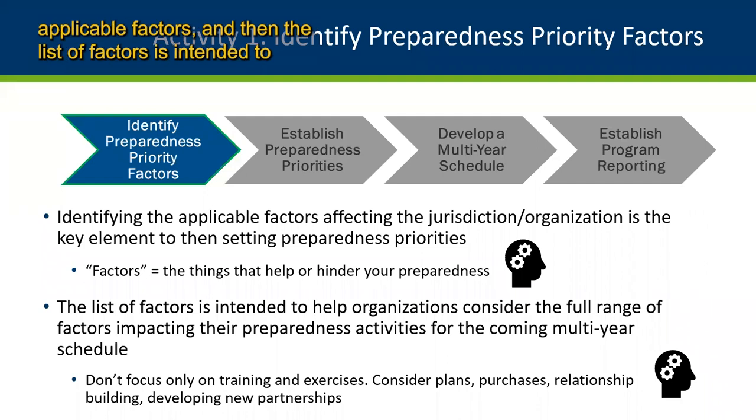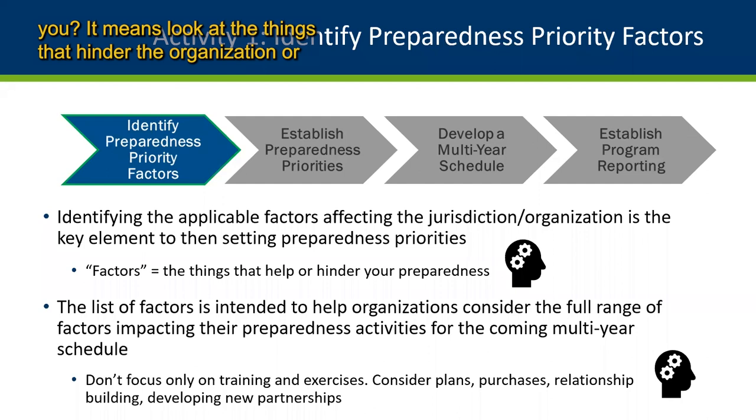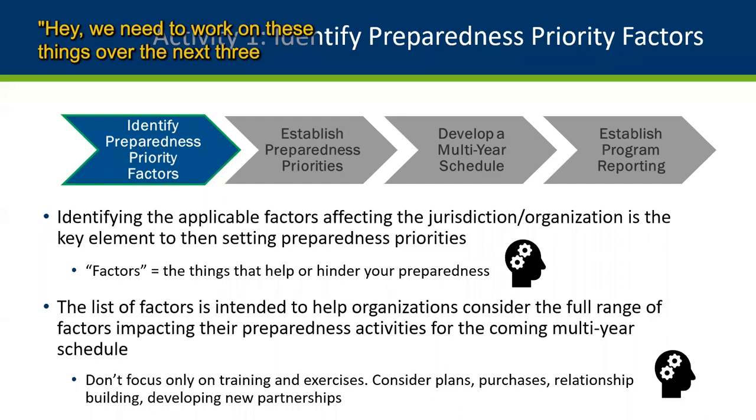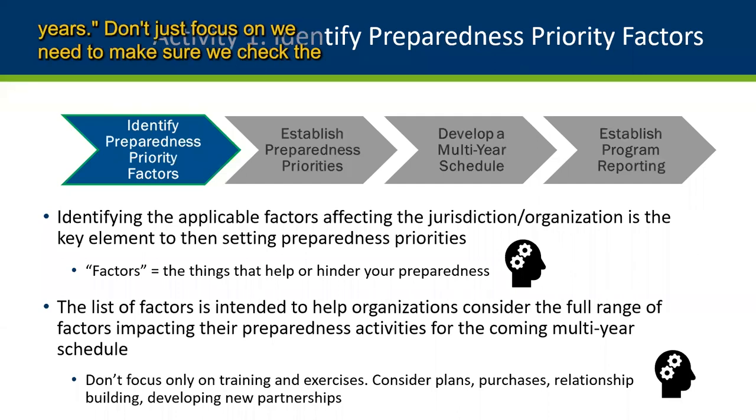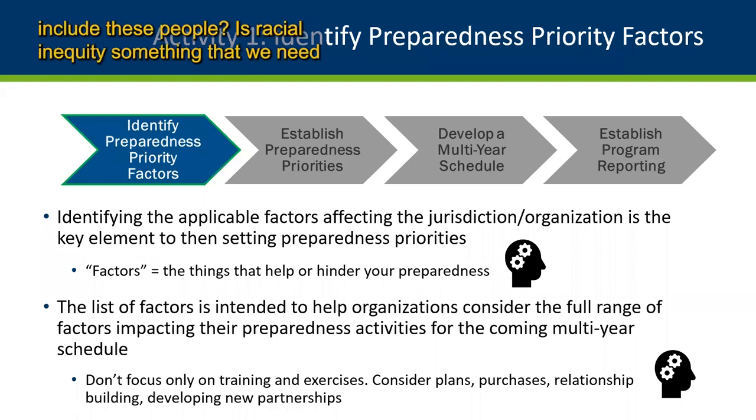Identify the applicable factors, and then the list of factors is intended to help organizations consider the full range of factors impacting their preparedness activity. Great. What does that mean to you? It means look at the things that hinder the organization, or don't focus on training and exercise. Consider also the plans and purchases and relationship buildings or the development of new partnerships. In other words, as you identify, hey, we need to work on these things over the next 3 years, don't just focus on, we need to make sure we check the box for some exercises, but think about, do we need to include these people?